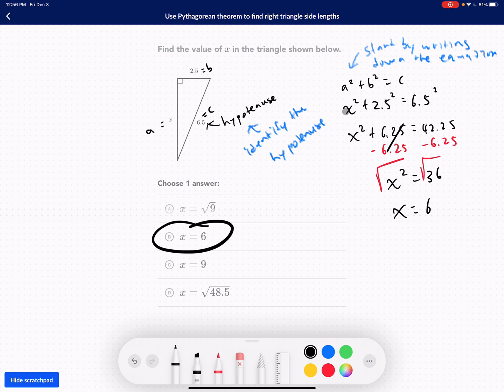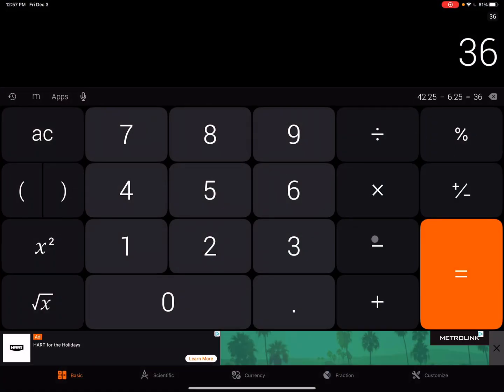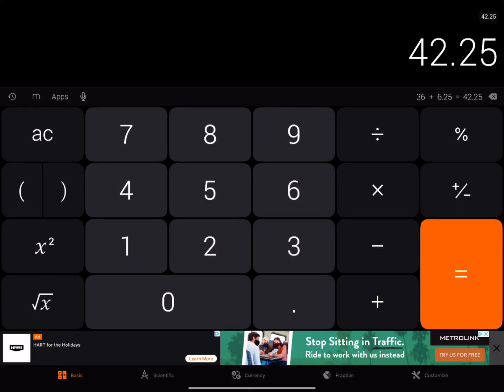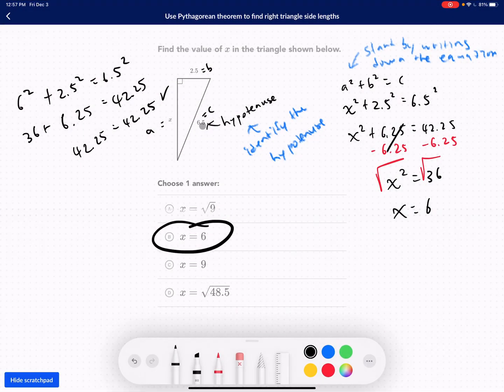And if you plug the 6 back inside, here, I'll show it to you. So that is our equation, right? So we're going to do 6 squared, which I got from here, plus 2.5 squared is equal to 6.5 squared, right? 6 squared is 36, and then 2.5 squared is 6.25, and then 6.5 squared is 42.25, and then 36 plus 6.25 is in fact 42.25, it checks out. Let me show you. 36 plus 6.25 is equal to 42.25, so therefore it checks out. So that is how you do this problem.